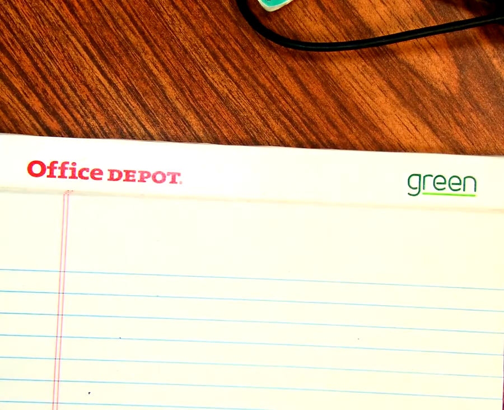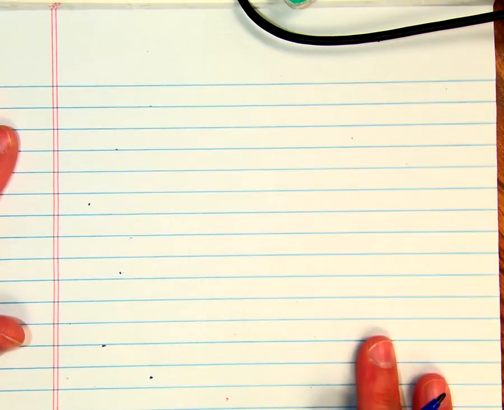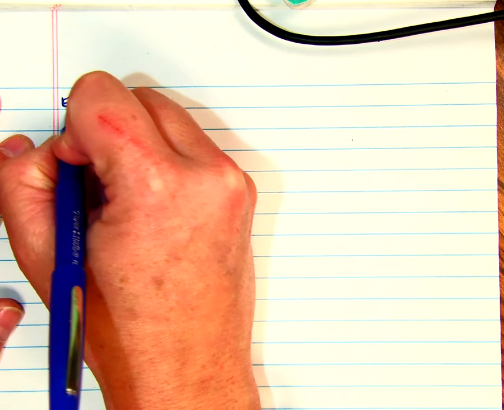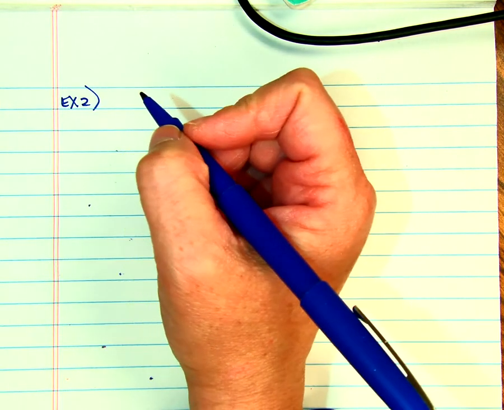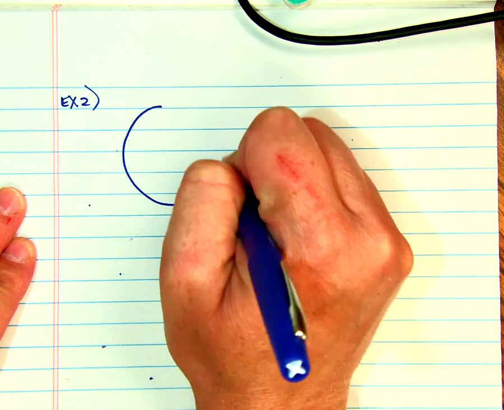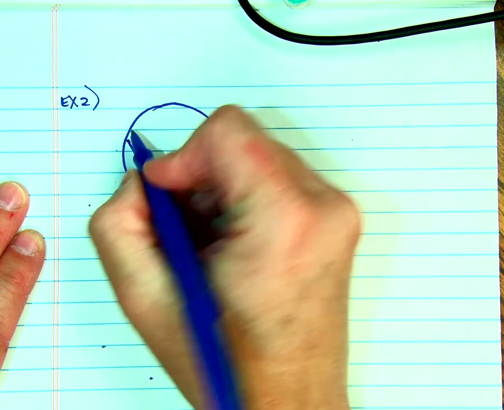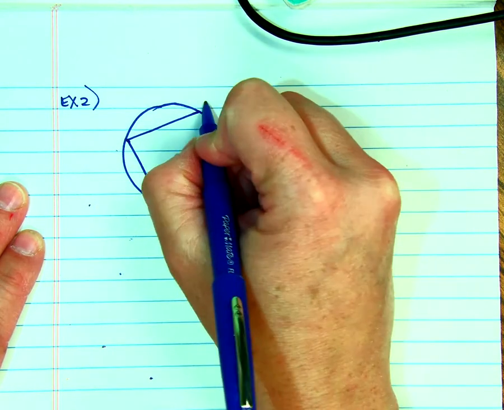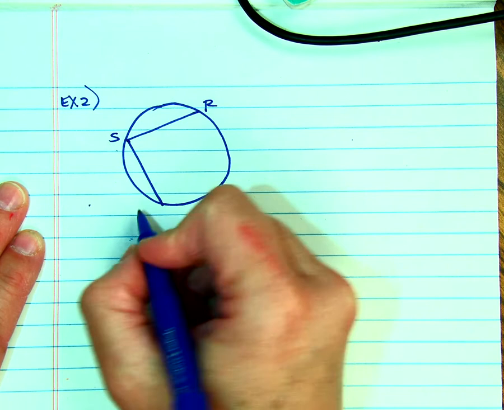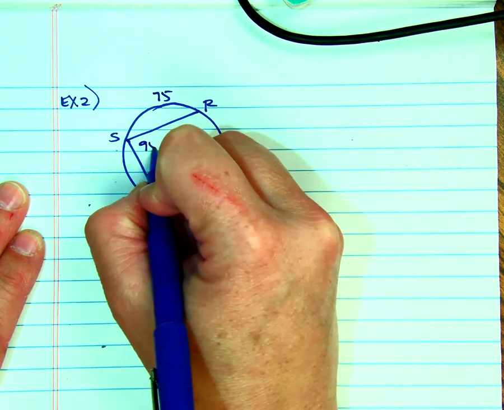I have a couple more examples with inscribed angles. So this will be example 2. Get this paper ready. So example 2. Again, you can pause, waiting for me to fill all this stuff in.